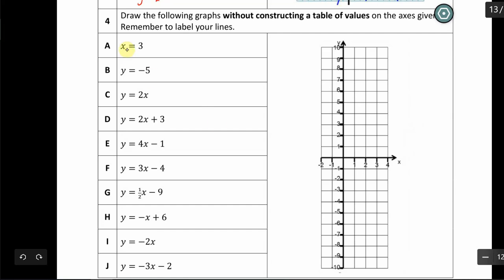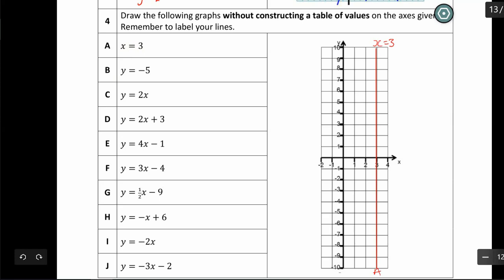Right, x equals 3. Now this is one of those special ones where the x-coordinate is just always 3. It doesn't depend on what the y-coordinate is. So if I were to draw a line where the x-coordinate is always 3, well at that point there the x-coordinate is 3. It is at that point, and that point, and that point, and so on. It's going to cause a vertical line. It goes through the x-axis at 3. And because we're going to draw lots of lines on this grid, I'm going to label that as I go.